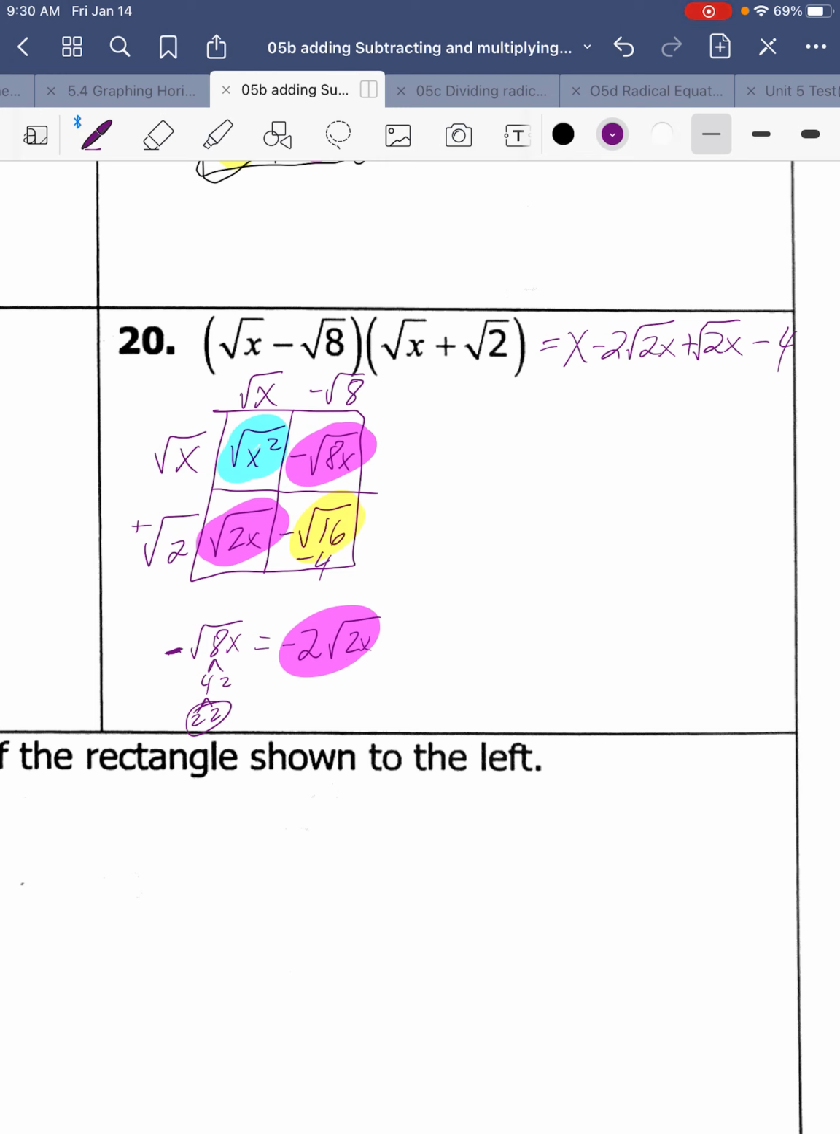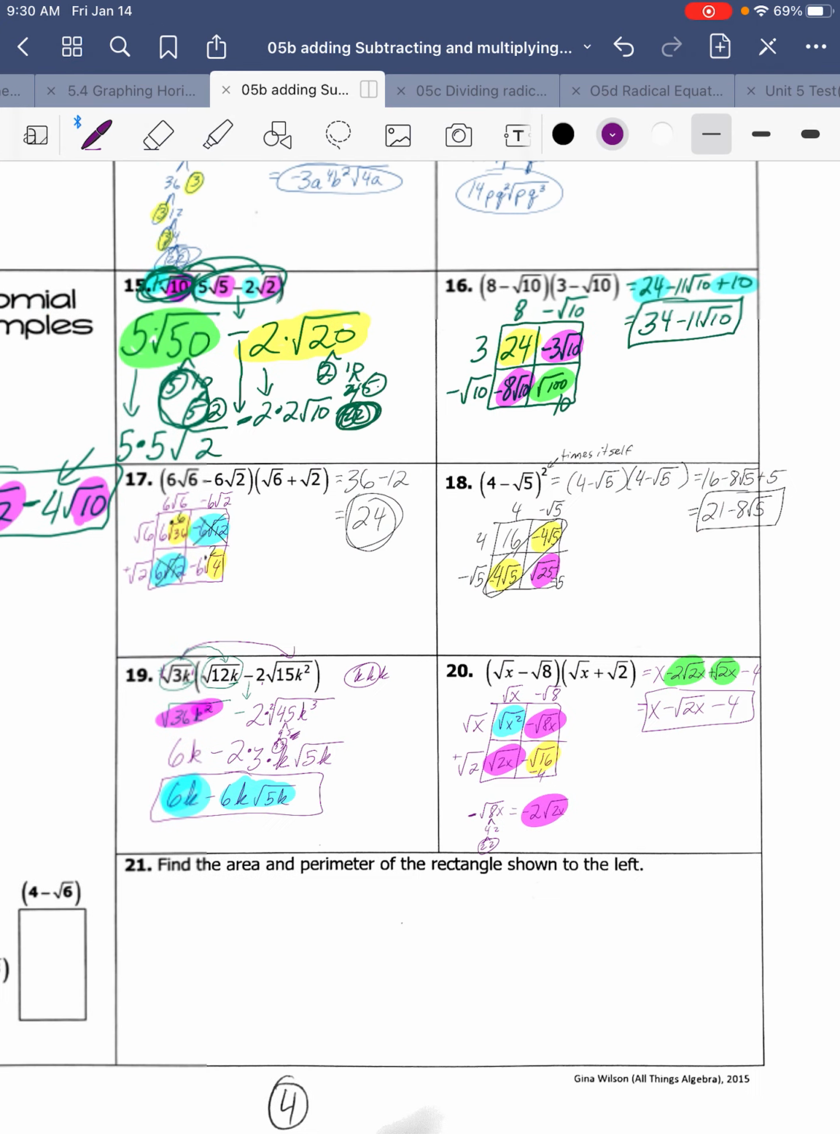So let's clean up what we have here. We have x. We do have like terms. We have a negative 2 square roots of 2x, and we're adding 1 square root of 2x. So that's going to be a negative 1 square root of 2x, or a negative square root of 2x, minus 4. And that is your final answer.